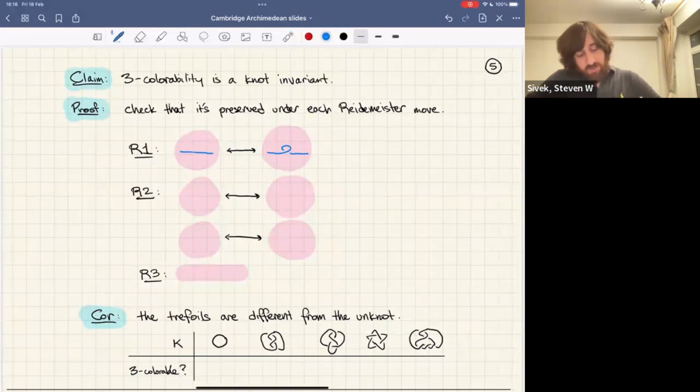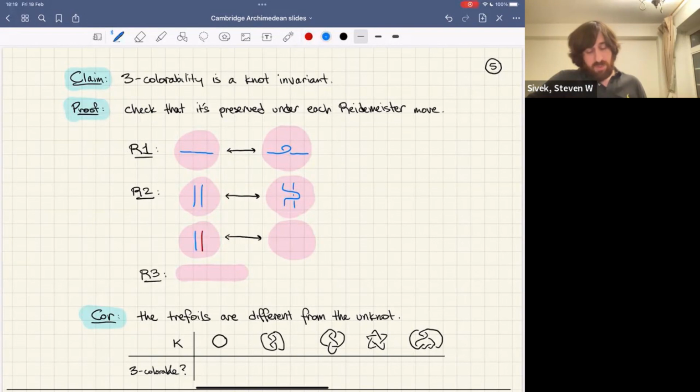For the second Reidemeister move, the proof is similar. Let's say we've got two strands and they're the same color. Well, then we do this Reidemeister move and we just leave everything the same color as it was. That's one possibility, but there were two strands. Maybe they've got different colors.